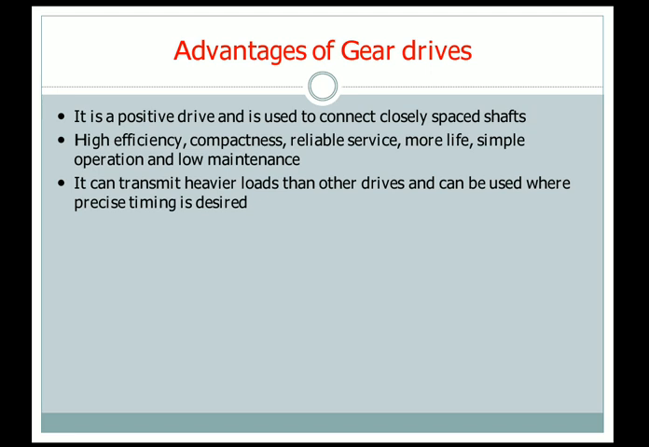All the power will be transmitted, and this is called a positive drive and is used to connect closely spaced shafts. That is, when the two shafts are very close to each other, we can use gear drives. If the two rotating shafts are very far away from each other, then we cannot use gear drives. We have to go for some other types of drives, because gear drives will not be economical when the two shafts are very far away. We can use them only when the axes of the two shafts are very near.